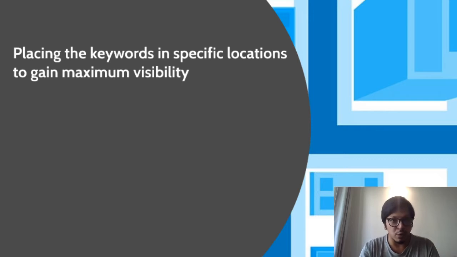That way, if Google trawls your site, or you want it to appear on certain search engines, these are the keywords that these search engines will pick up as well. So always remember, you place the keywords in specific locations to gain maximum visibility. What I mean by that is usually headline and first paragraph. These are the most important places where you can have keywords.